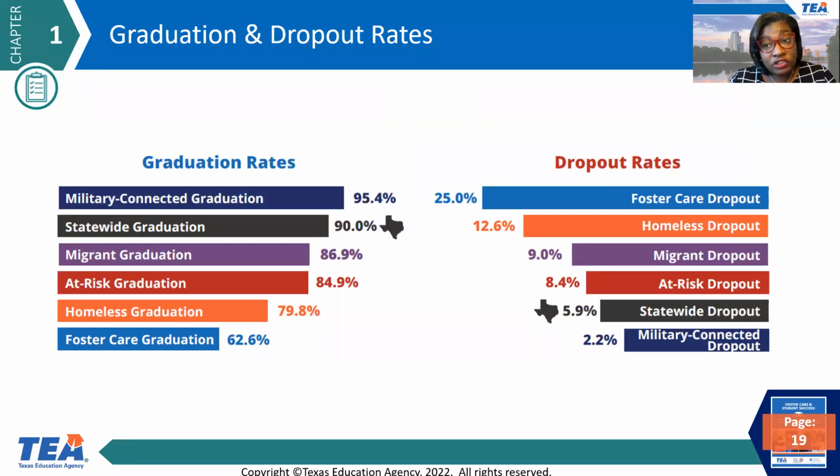Graduation rates, what I spoke about before. We wanted to provide you with this graphic so you can understand our graduation rates and our dropout rates as compared to the state of Texas, and also compared to our highly mobile at-risk student populations: foster care dropout, homeless dropout, migrant at-risk, and then we also provide military-connected dropout information. These are our highly mobile areas, and we wanted to provide an overall picture of what the information is. This is on page 19.